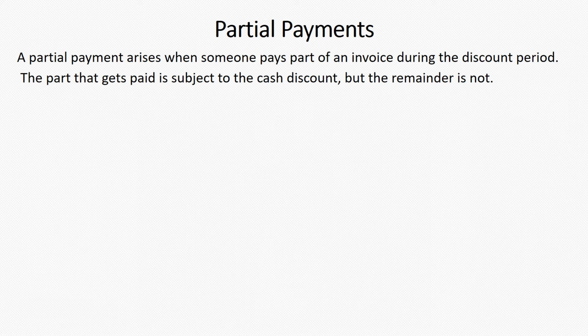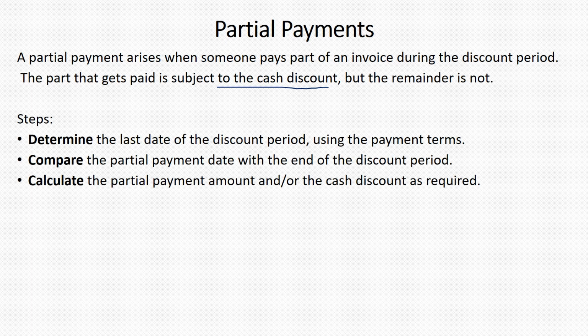Hello everyone. This lesson is the continuation of the cash discount lesson. Here our focus will be to calculate cash discounts or settlement amounts with partial payments. Partial payments arise when someone pays part of an invoice during the discount period. The part that gets paid is subject to cash discount, right?